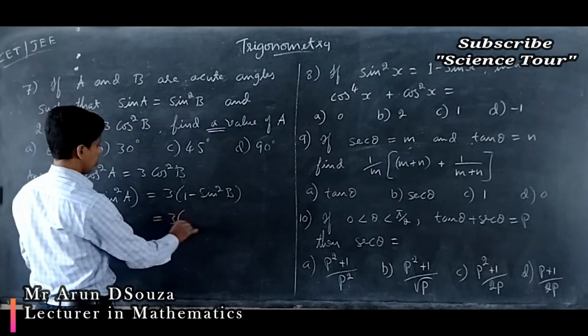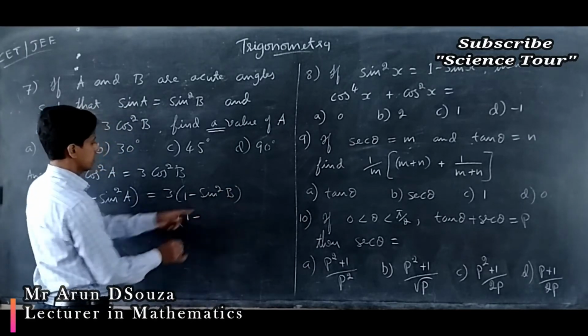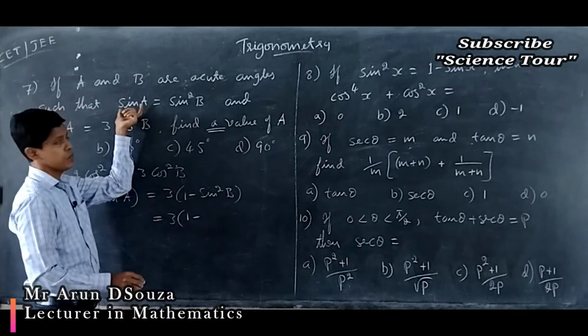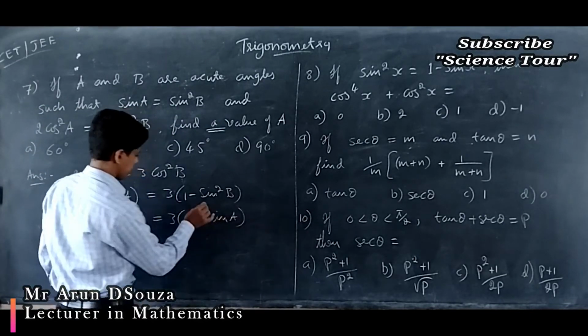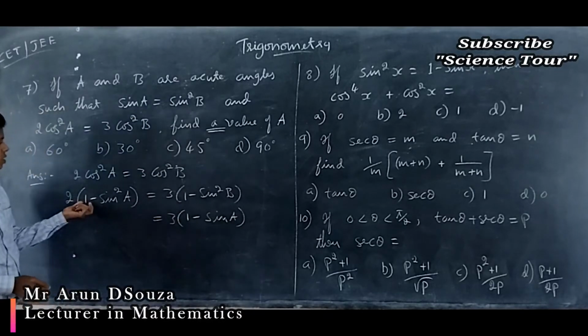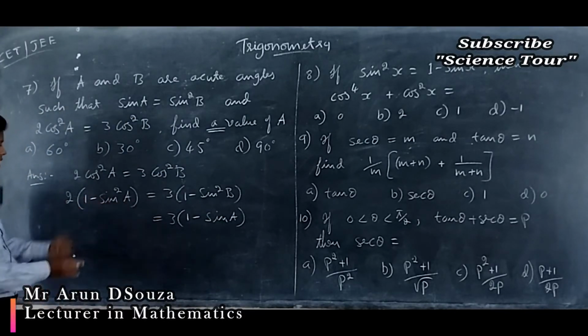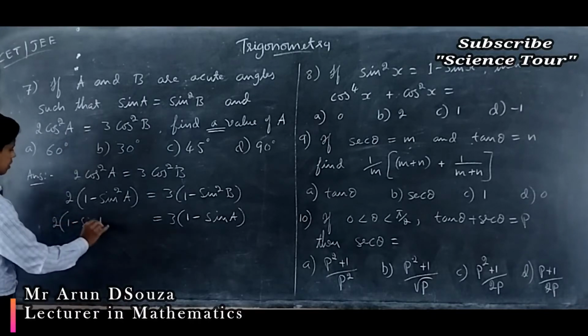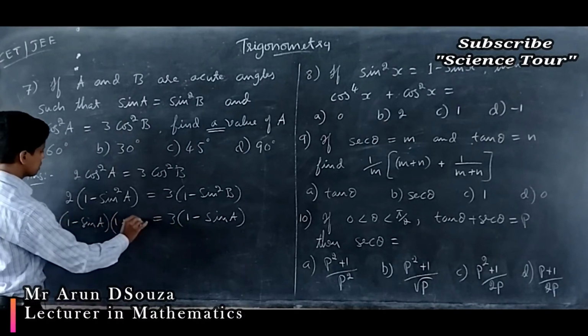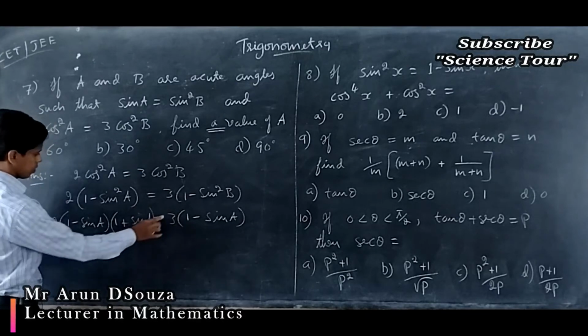Now what is sin square B? Look at this, sin square B is sin A. So I'll write sin A here. Next, this is A square minus B square, so that can be written as (1 minus sin A) into (1 plus sin A), is it not?